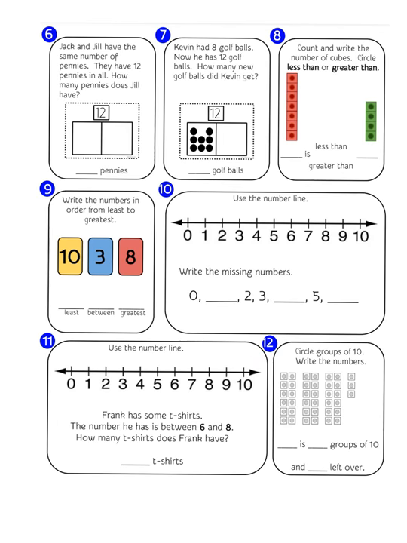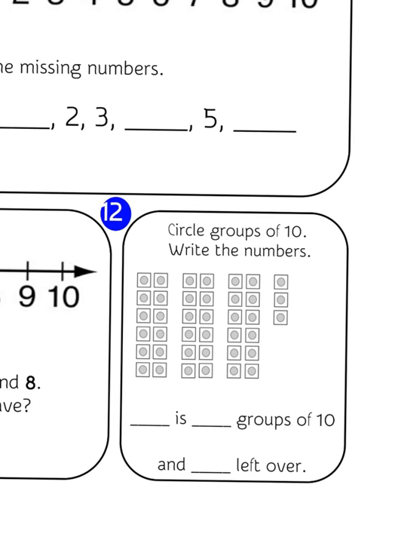This problem says, circle groups of 10. Write the numbers. You're going to circle the groups of 10. Then you're going to write the number: how many groups of 10 and how many are left over. Write that on your paper now. When you're ready, you can turn to the next page.